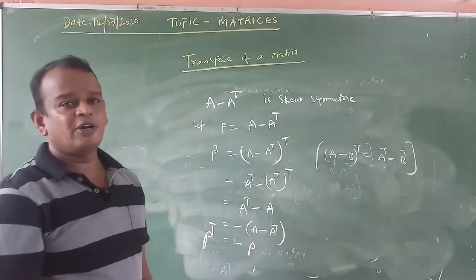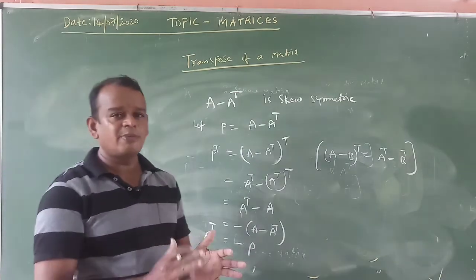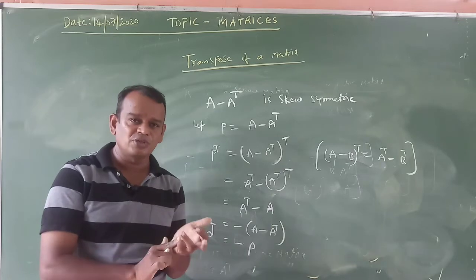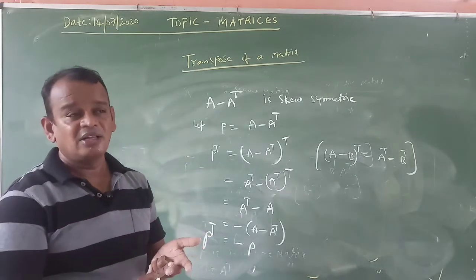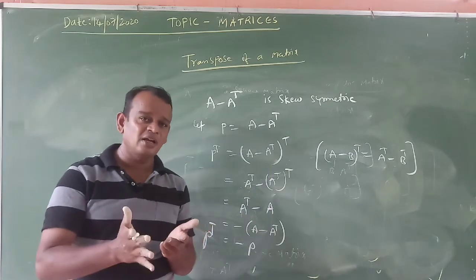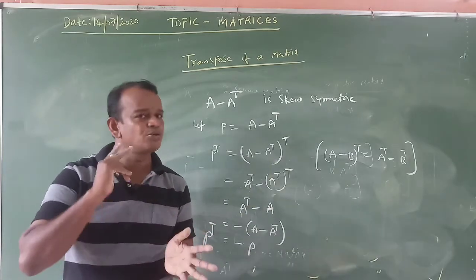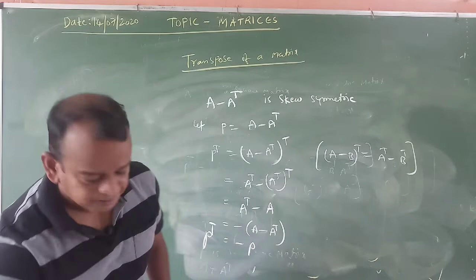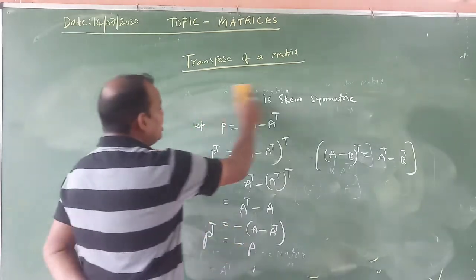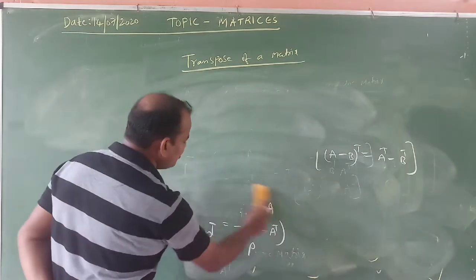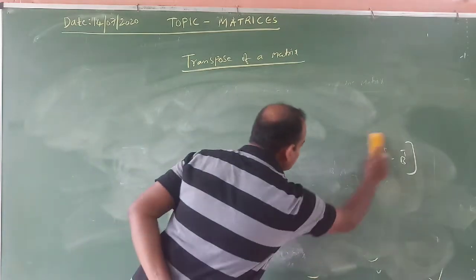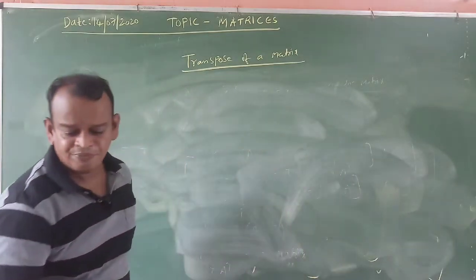Very, very important one. If A is a square matrix, then A plus A transpose is a symmetric matrix, A minus A transpose is a skew symmetric matrix. If a symmetric matrix is multiplied by some scalar, there is no change in the symmetric and skew symmetric nature. Now, from the examination point of view, one question is very, very important.